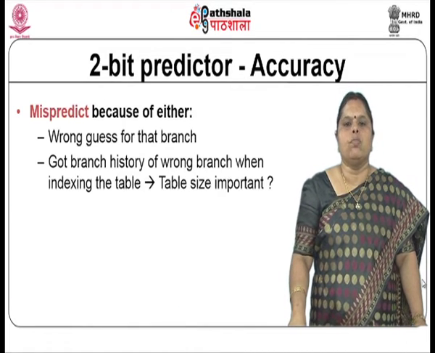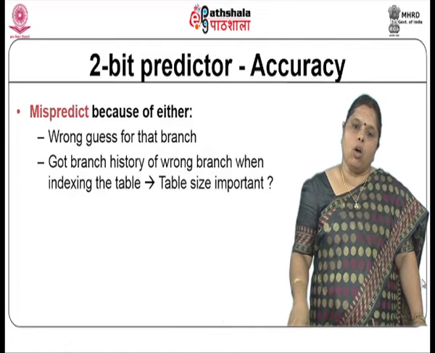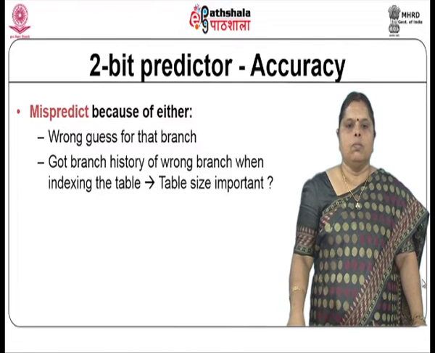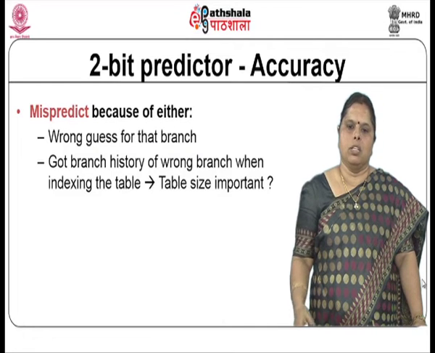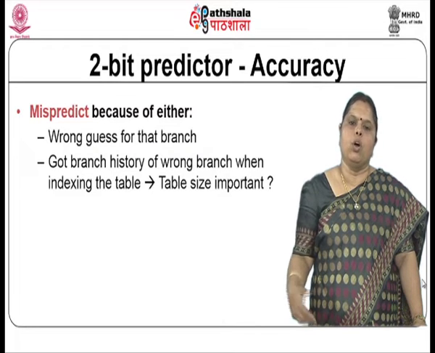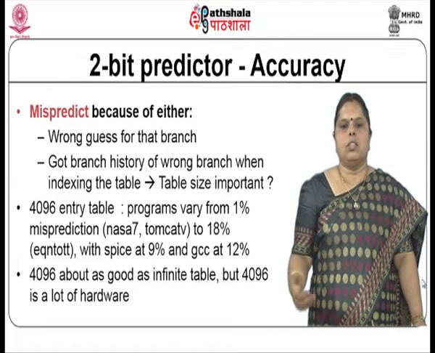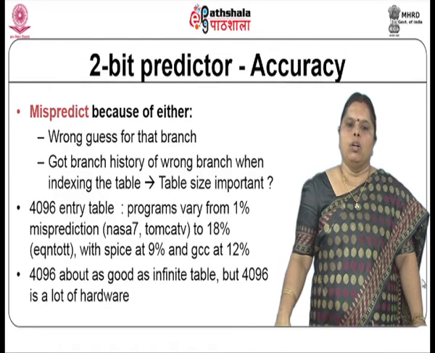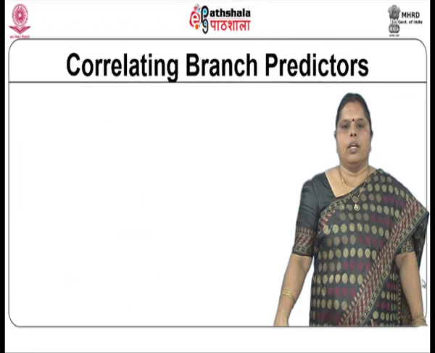So regarding the accuracy of the predictor, the misprediction basically happens because of a wrong guess for the branch, or because you got the branch history of the wrong branch. When you index it, you got the branch information about a different branch. So these are some examples to show what the performance is associated with a 4K entry predictor.